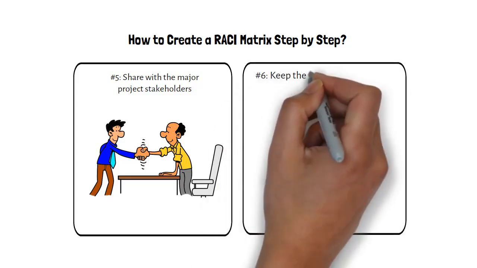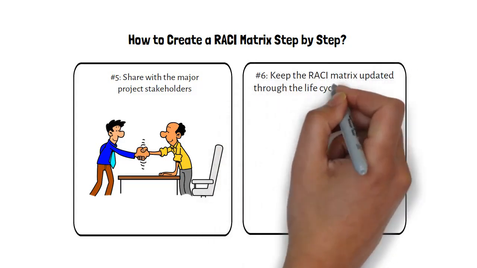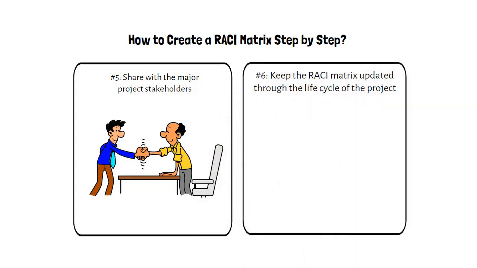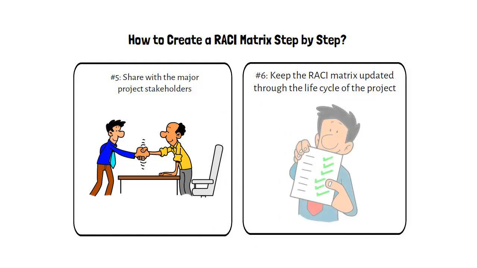Step 6. Keep the RACI matrix updated through the life cycle of the project. Responsibilities and assignments may change as the project progresses. New members may join the team and some of the members may leave. Therefore, you need to keep the chart updated and modify it when needed through the life cycle of the project.